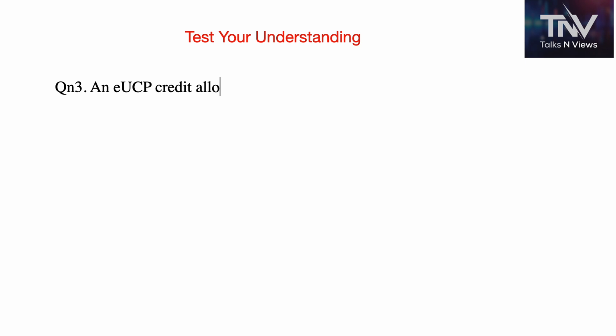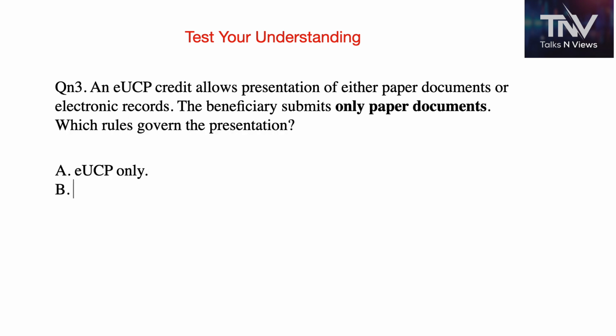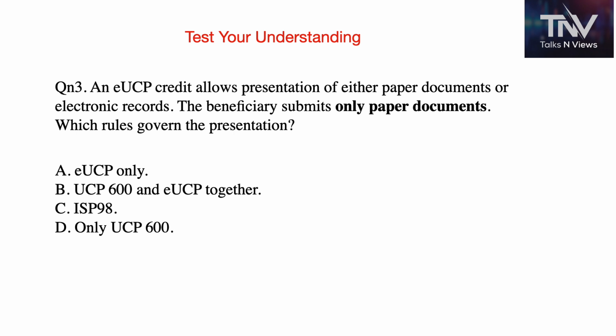Question 3. An eUCP credit allows presentation of either paper documents or electronic records. The beneficiary submits only paper documents. Which rules govern the presentation? A. UCP only. B. UCP 600 and eUCP together. C. ISP 98. D. Only UCP 600. Answer D.